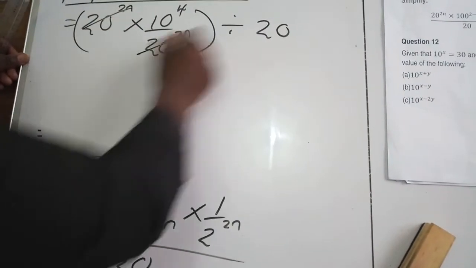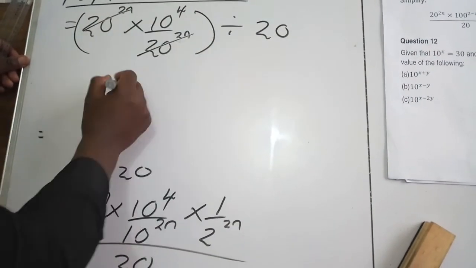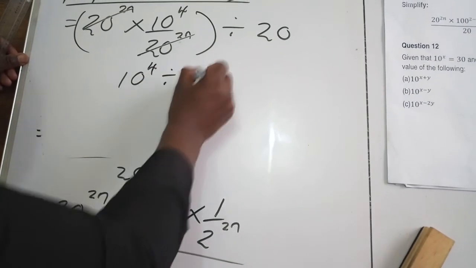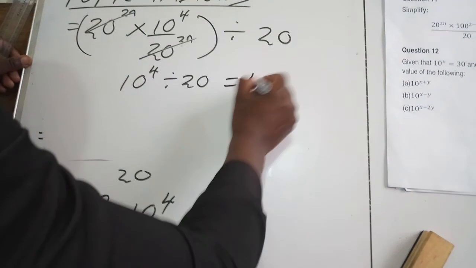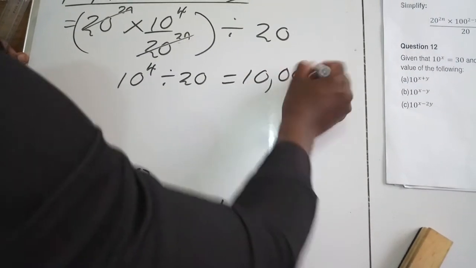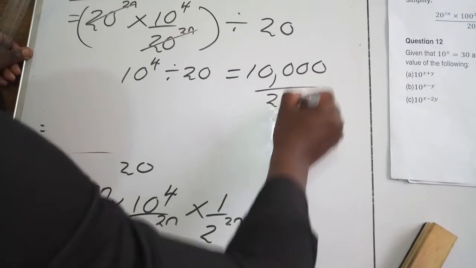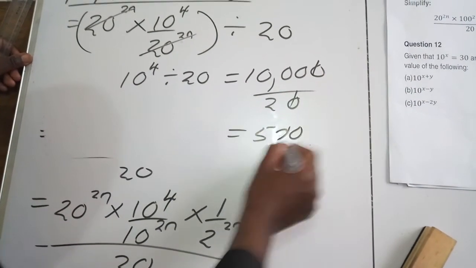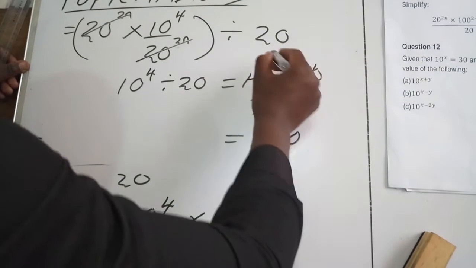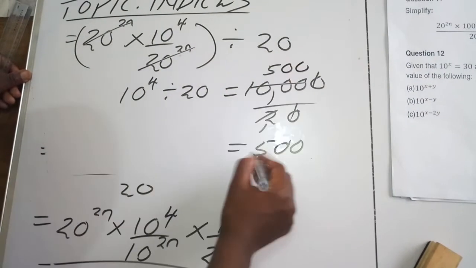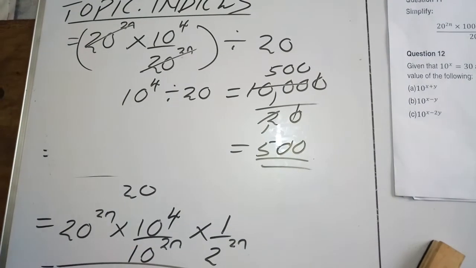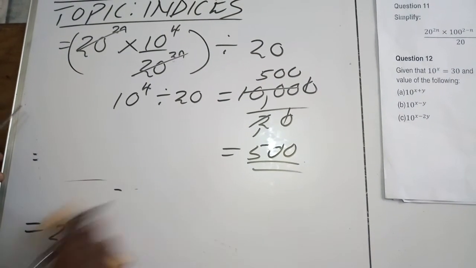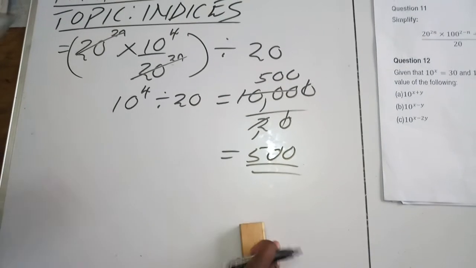Now keep in mind, this and this are common factors and will cancel out. I'll be left with 10 power 4 divided by 20. This means 10,000 divided by 20. And then what do I get? I would get 500, of course, 500. That is the outcome. We go to the next question. We're just focusing on doing questions in this topic.